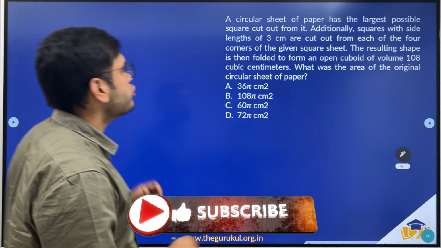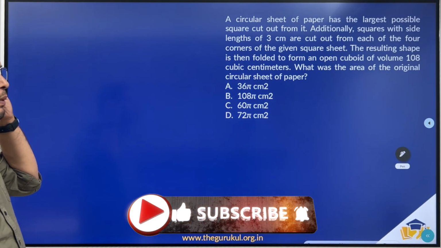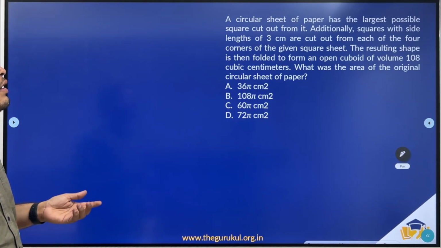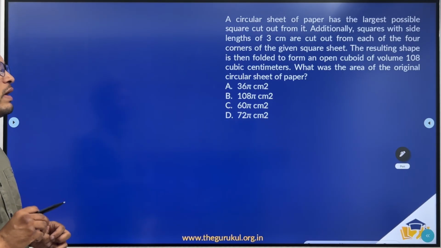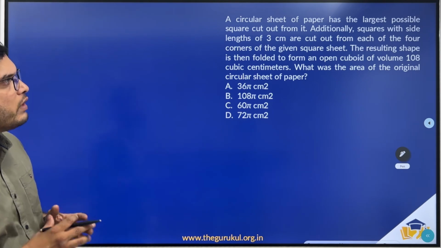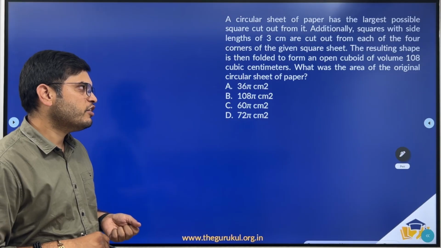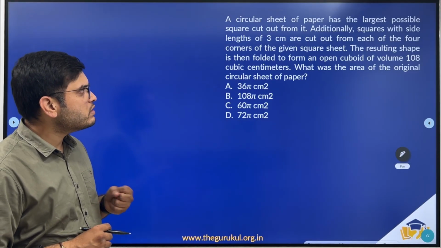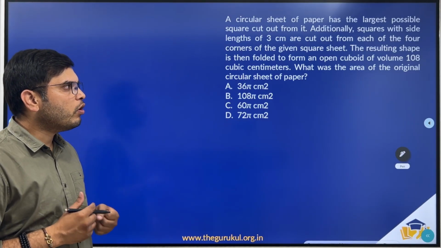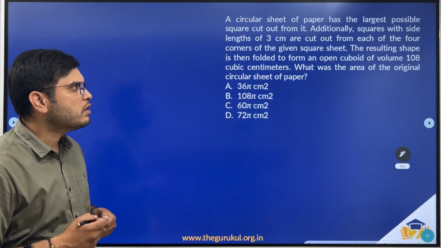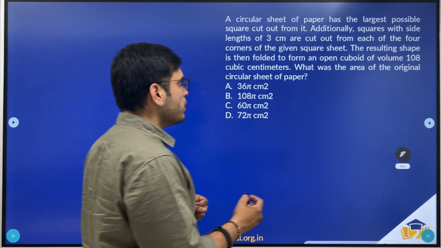Now coming to the last question. A circular sheet of paper has the largest possible square cut out from it. Additionally, squares with side lengths of 3 centimeters are cut out from each of the 4 corners of the given square sheet. The resulting shape is then folded to form an open cuboid of volume 108 cubic centimeters. What was the area of the original circular sheet of paper?